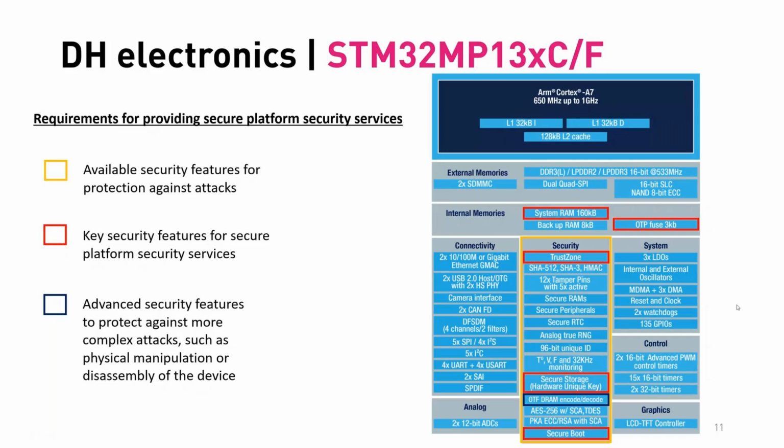So this is the block diagram of the STM32MP13. The yellow boxes are the security features which are provided by this SoC. Oh, this is a very long list. And the red ones are the main components for providing secure platform security services on this device. The first ones I mentioned on the slide before were secure boot and TrustZone extensions. These are the hardware features.